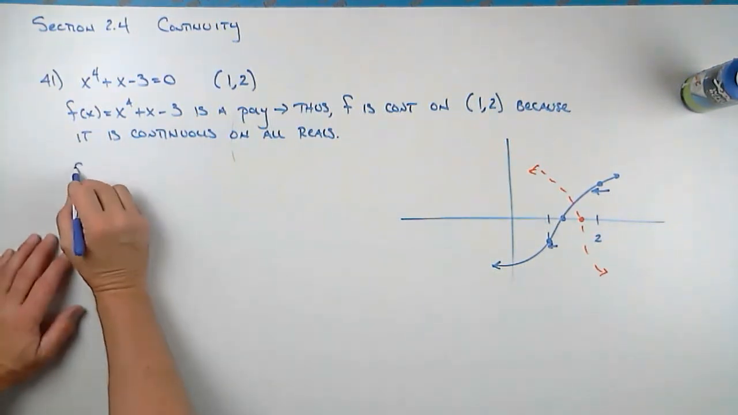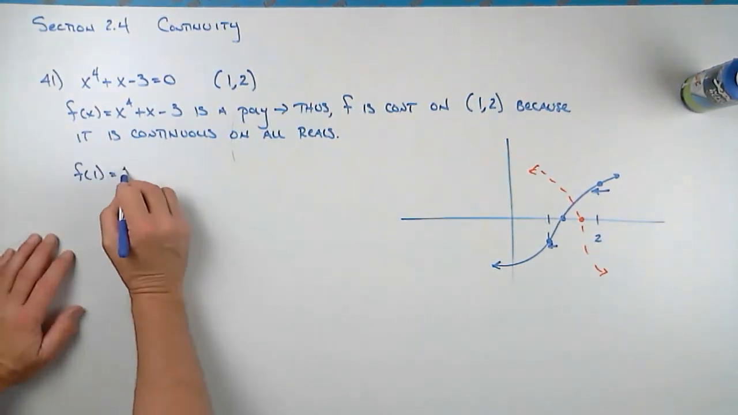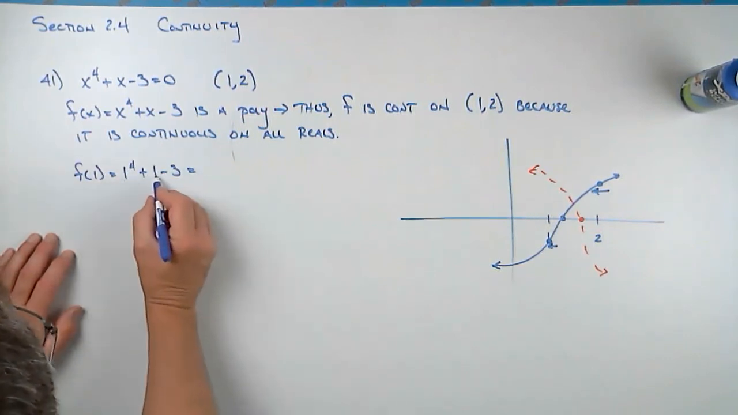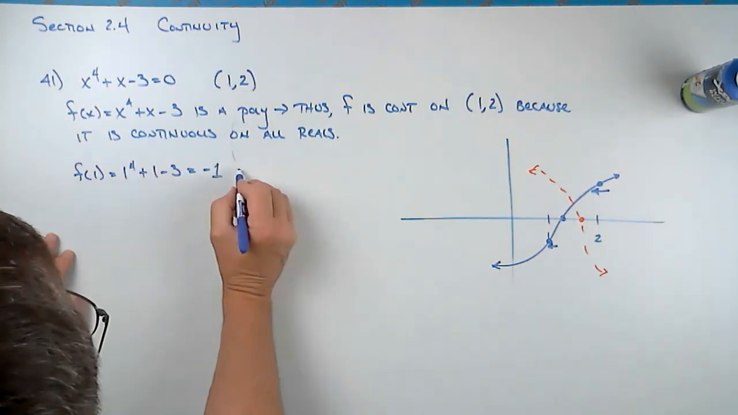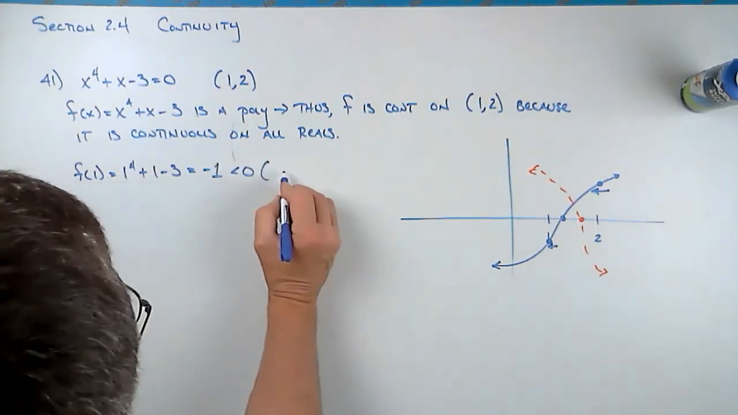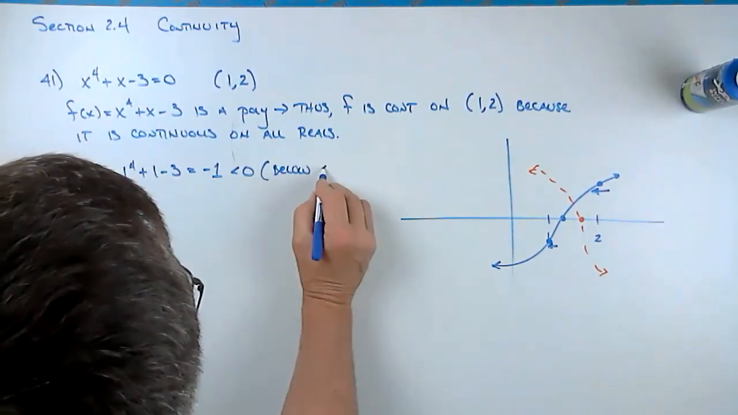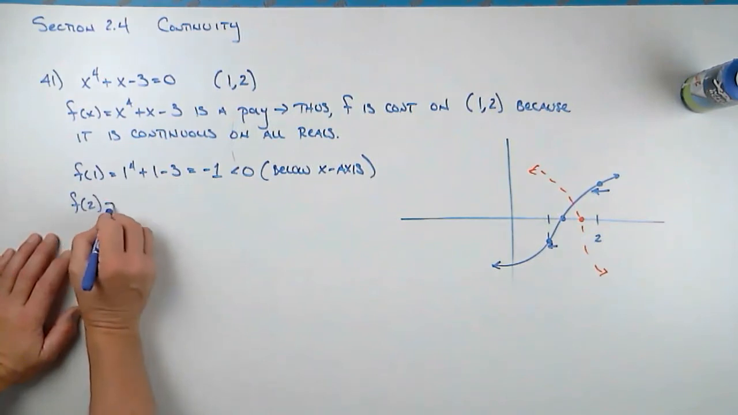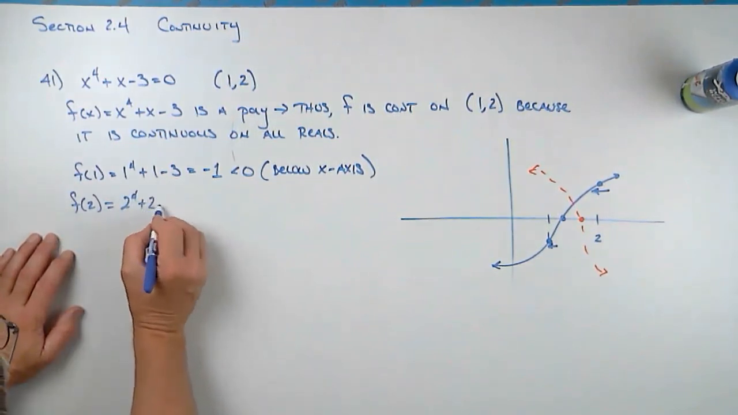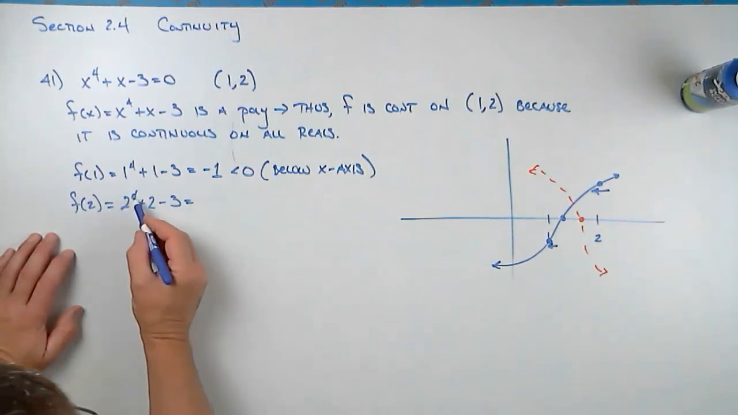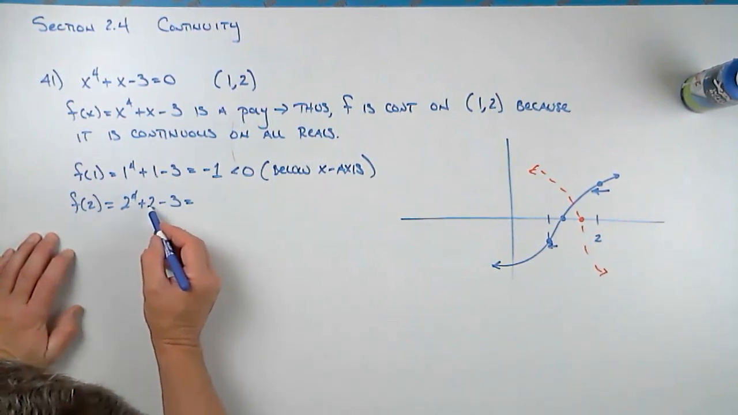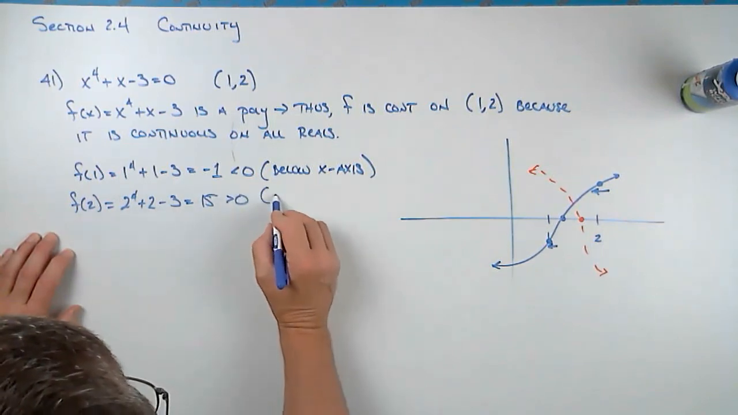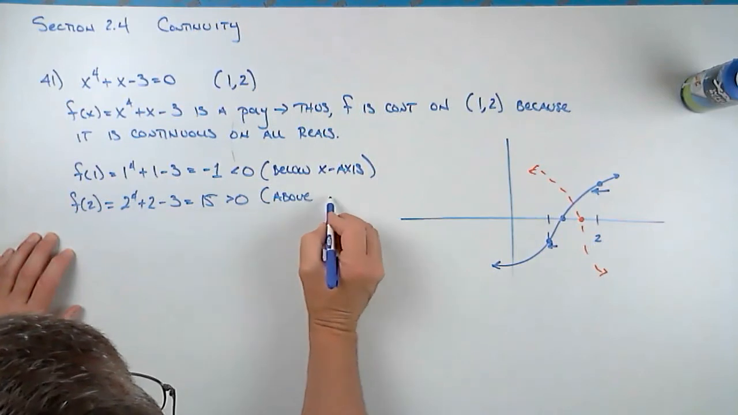So we'll check f of 1. f of 1 is 1 to the fourth plus 1 minus 3. That's going to equal 2 minus 3. That's negative 1, which is less than 0, i.e. it's below the x-axis. Then we're going to check f of 2, right? f of 2 is 2 to the fourth plus 2 minus 3. 2 to the fourth is 16, plus 2 is 18. Minus 3 is 15, which is greater than 0, i.e. it's above the x-axis.